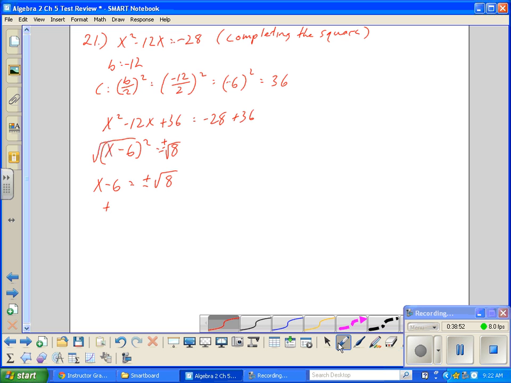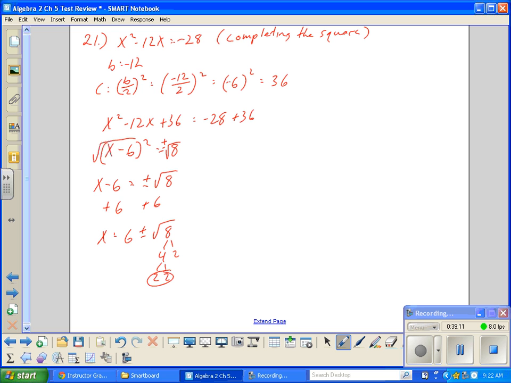Move that 6 over by adding it. Add 6 to both sides. So x equals 6 plus or minus the square root of 8. Now all we've got to do is simplify under the radical if we can. And 8 is the same thing as 4 times 2. And 4 factors down to 2 times 2. So 4 is a perfect square, so the 2 comes out, leaving us with x equals 6 plus or minus 2 square roots of what's left behind, which is 2. So 6 plus or minus 2 square roots of 2.